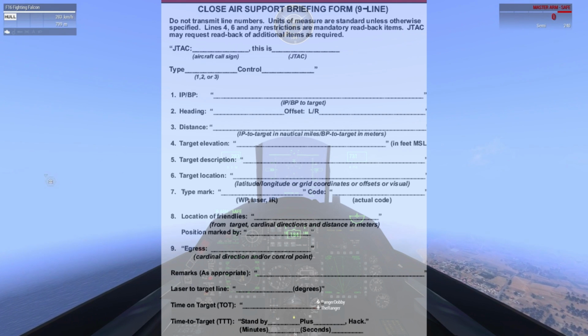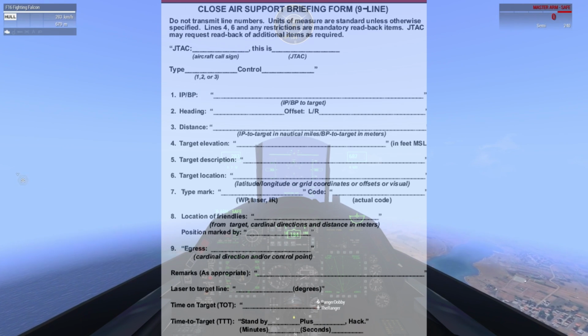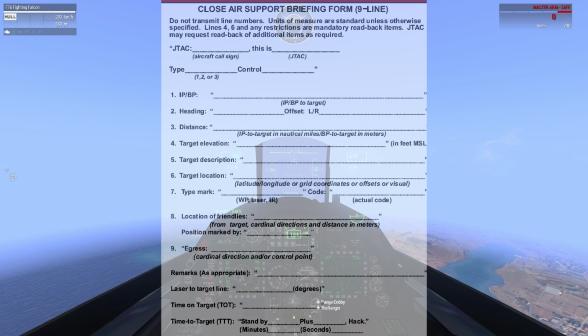I'll be superimposing this image into the screen of a 9-line CAS briefing. If I can't, I will be putting a link into the description. Either way, for a nice handy document that's always good to reference.